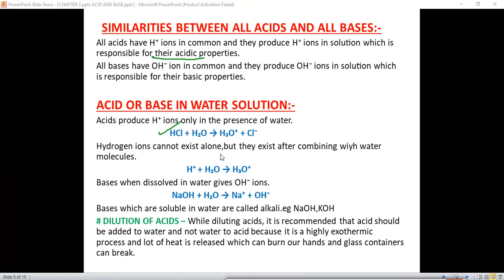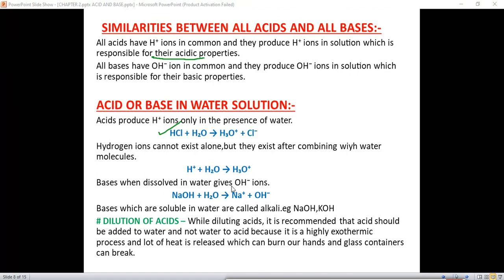Hydrogen ions cannot exist alone, but they exist after combining with water molecules. This hydrogen ion will not exist alone. They will combine with water molecules. Means H plus will combine with H2O and it will form H3O plus, the hydronium ion.